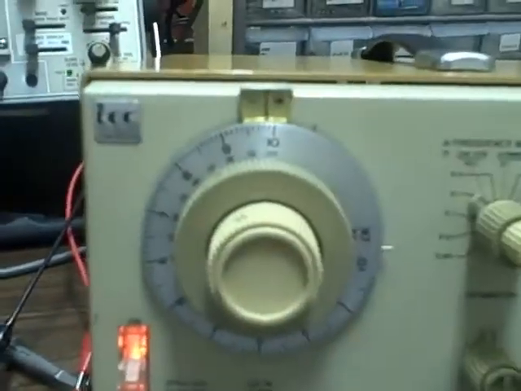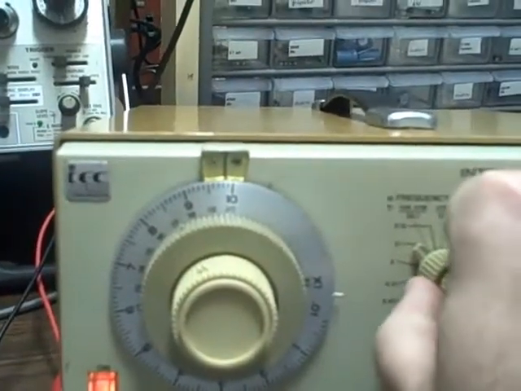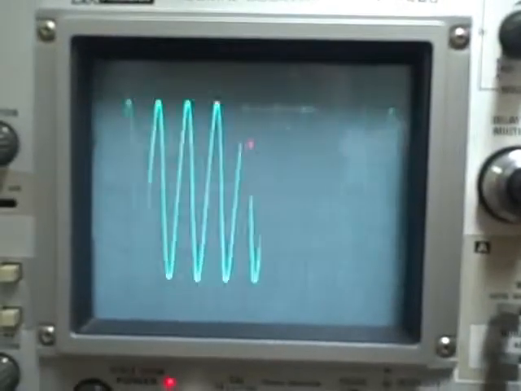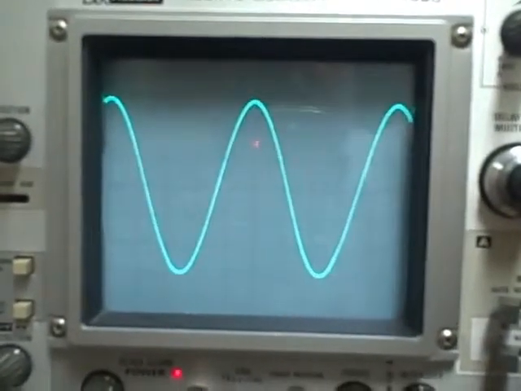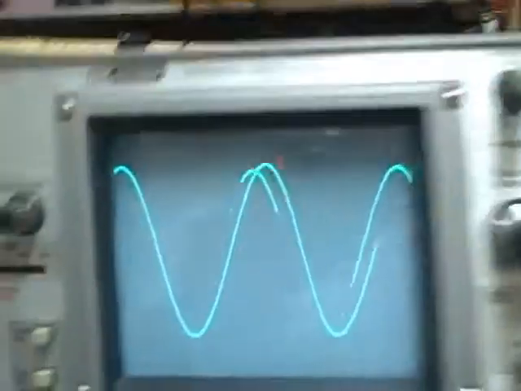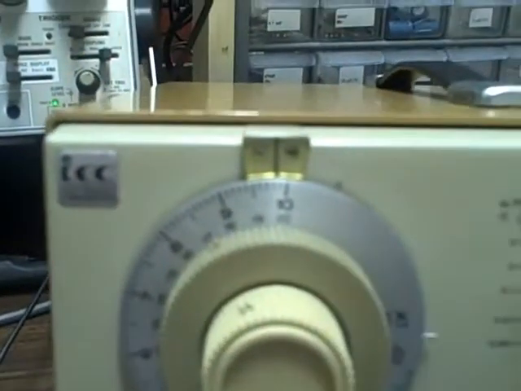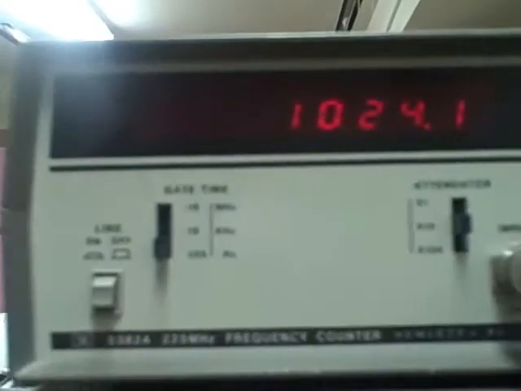So if I go times 10, there we go, 103 hertz. There we go to times 100. 10 times 100 would be 1,000. And right now we're setting at about 1,024.